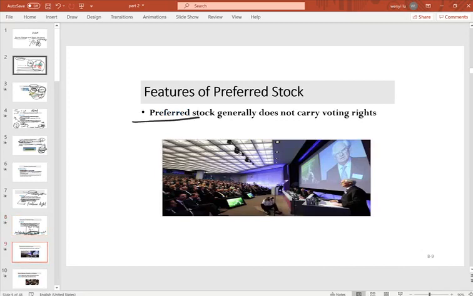The preferred stock generally does not carry voting rights, but only receives the dividends.